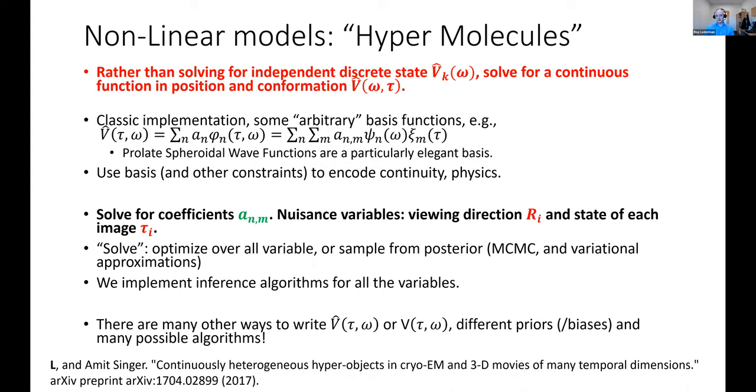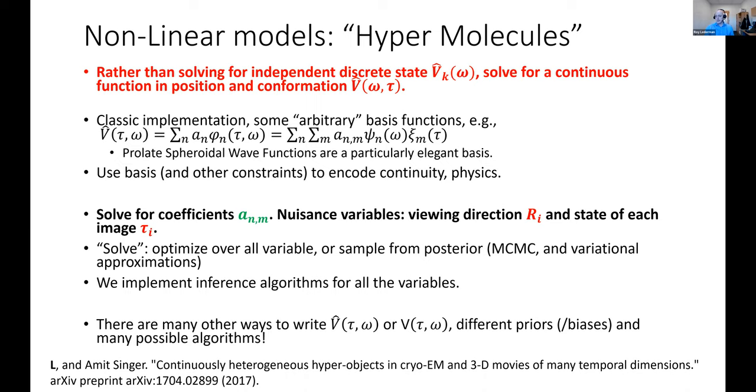And what we then need to do is solve for the coefficients for these basis functions. There are these nuisance variables for each image that are kind of annoying. You try to optimize for the orientation and the conformation variable. When I say solve, there are different ways of looking at it. You either try to optimize, or formally it's better to say that you try to sample from them, or do some kind of variational approximation of the distribution of these orientations. But for what we're talking about, these are details, not that important.